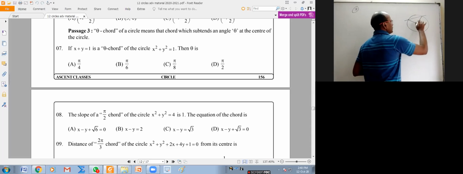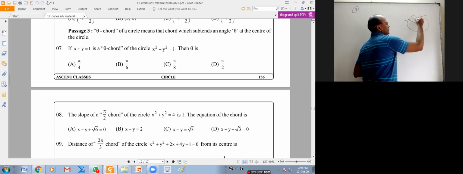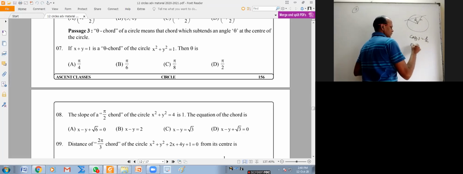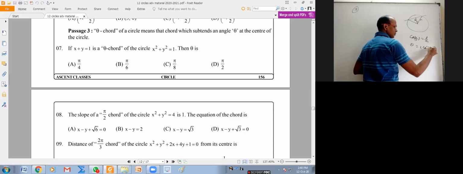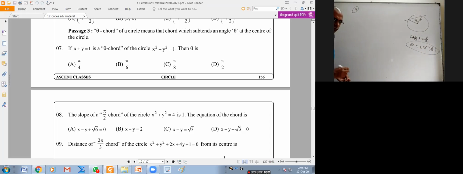Normally, I would have done this: if I know the chord, I know D and I know R. If I want this angle, the adjacent side is better, so cos theta by 2 is D by R. Then theta will be 2 cos inverse D by R. Okay, this is the angle subtended by any chord, if the chord is given and you want to find it.